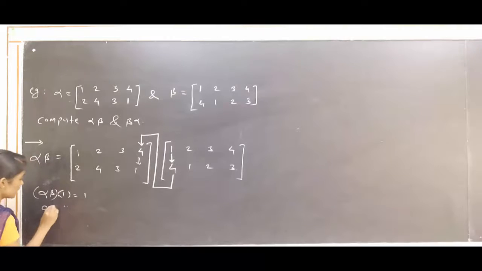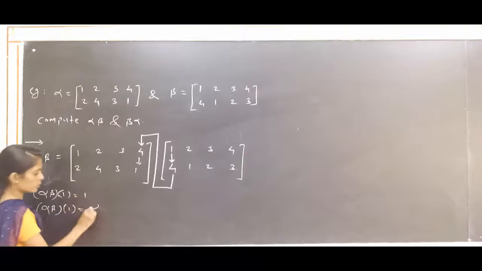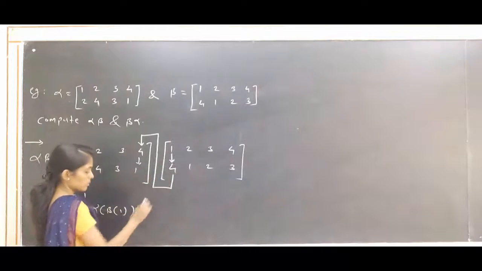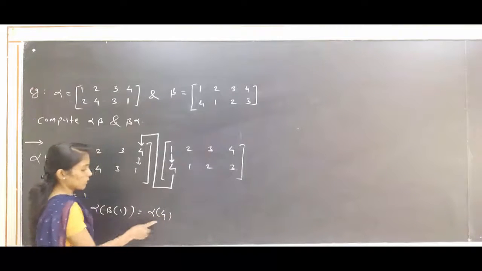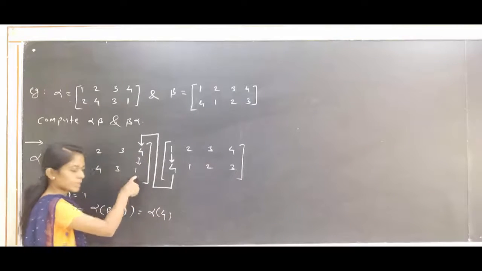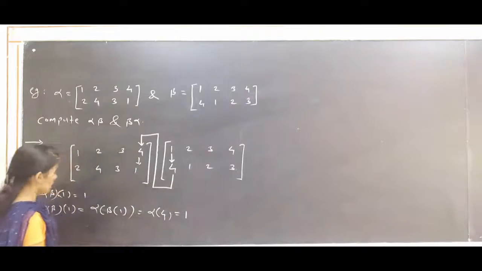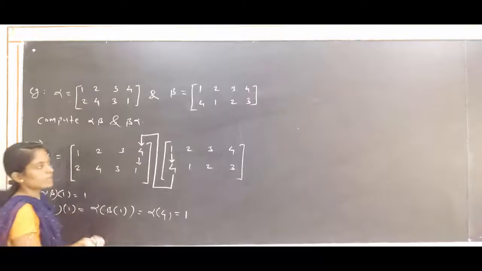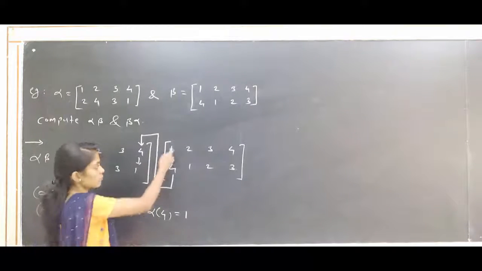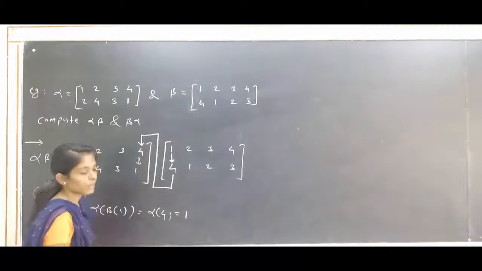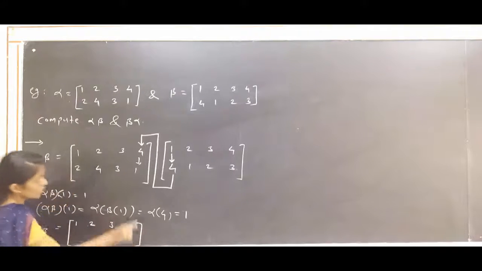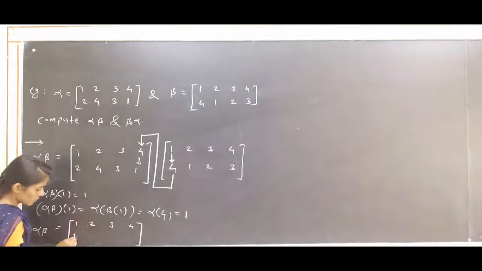So see here, alpha beta of 1 is equal to alpha of beta of 1. Here beta of 1 is 4. So we substitute 4 here. Now we want to find alpha of 4. So alpha of 4 is equal to 1. So that's why we get alpha beta of 1 equals 1. So this is by composition, and again by array we get the same. 1 maps to 4 and 4 maps to 1. So that means 1 maps to 1 here. So here in array notation, alpha beta 1, 2, 3, 4. 1 maps to 4 and 4 maps to 1. So 1 maps to 1.